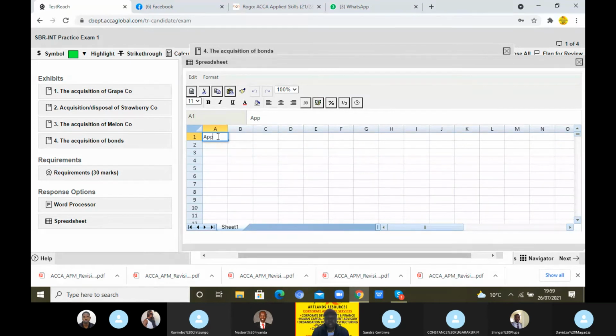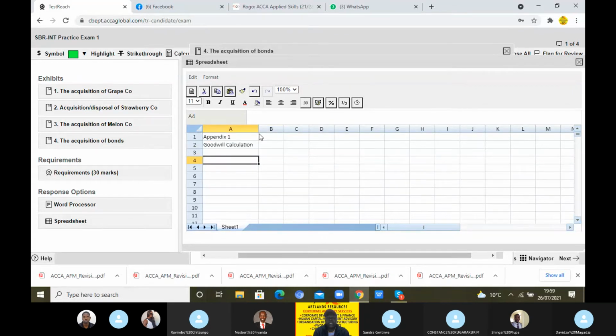You write it like appendix 1, and then you say goodwill. Remember, we wanted to calculate goodwill calculation. If you still remember the figures. If you need to extend the columns, do it.